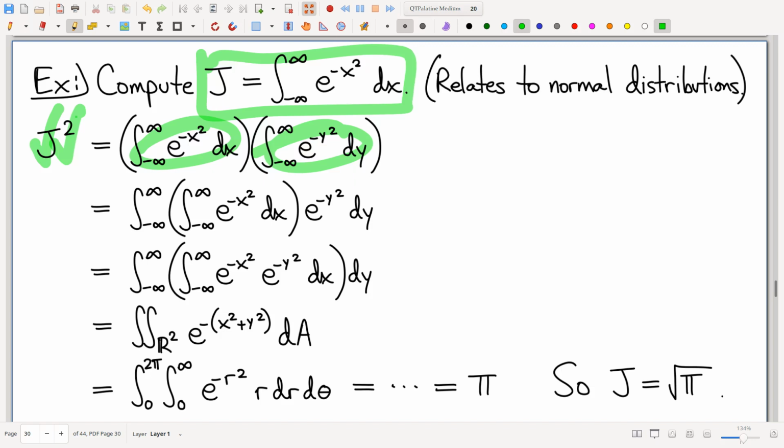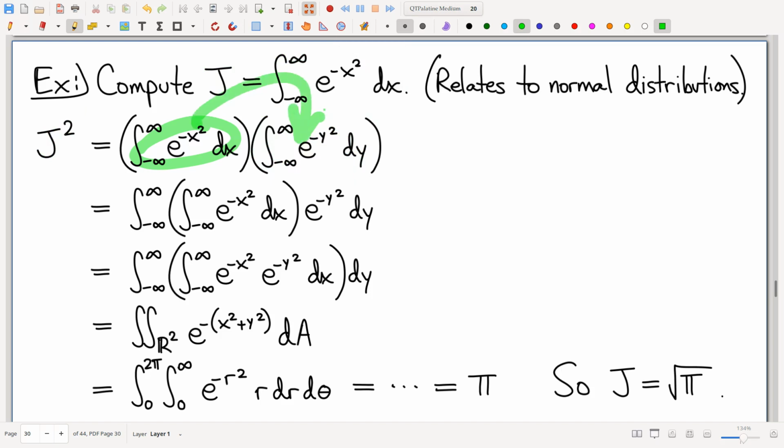And then I make a couple innocent observations. For one, this thing on the left is just some value. It's some number, and I can just stick it right inside of the dy integral. No problem. It's just a number. I don't know what the number is, but it's just a number. It's not a function of y.